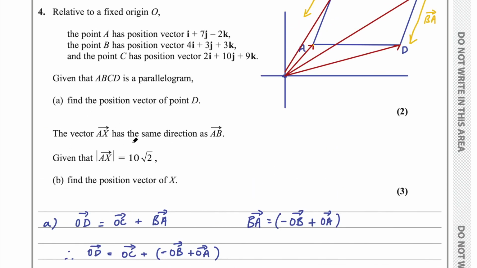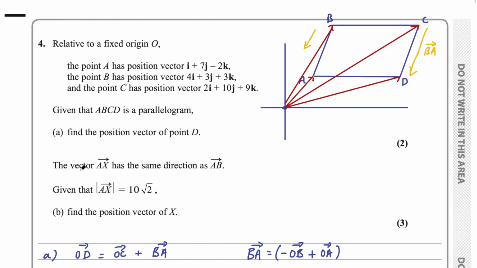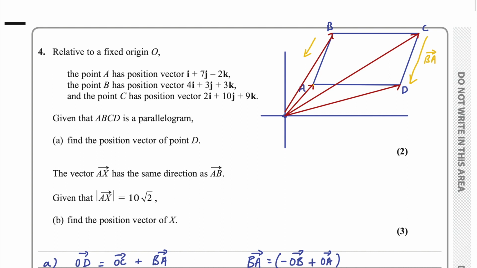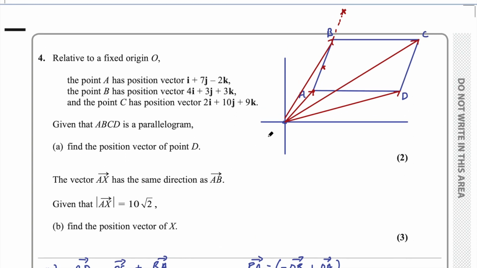Part B says the vector AX has the same direction as the vector AB. Given that the magnitude of AX equals 10 root 2, find the position vector of X. Okay, so again on my diagram, let's have a look at where X could be. The vector AX must start at A, and it has the same direction as AB. So X is going to be on this line somewhere from A to B, or X could be further out, but it needs to be in this same direction. So either between A and B or past B. And we need to find the position vector of X, so from O to X, which would be this line here.